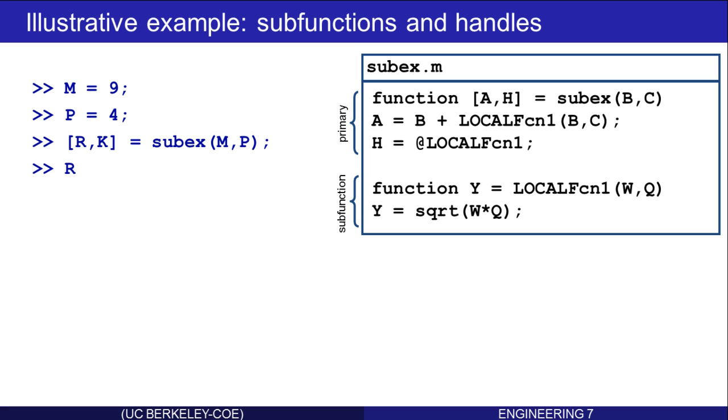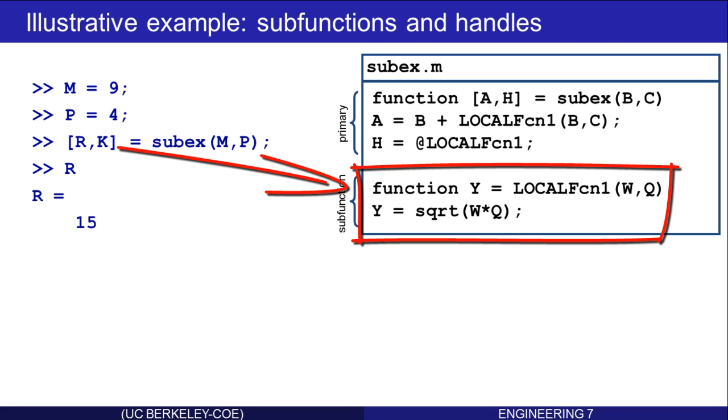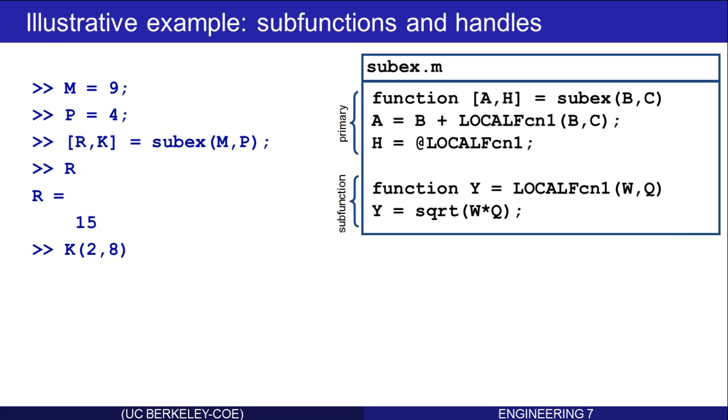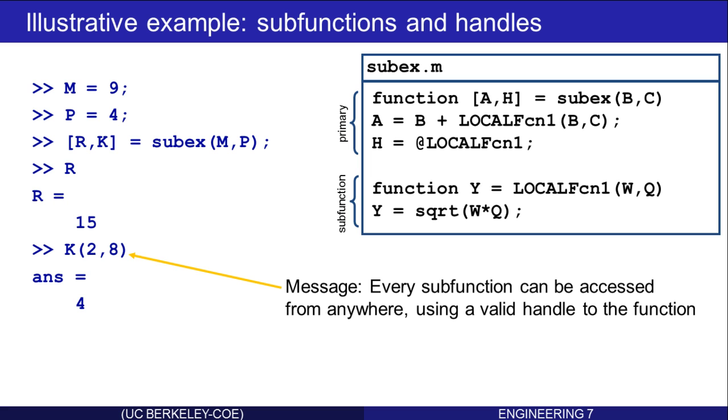Let's check that out. r is the number 15. Rather than just look at k, let's see if k works as a function handle. It's a handle to a function that accepts 2 input arguments and returns the square root of their product. Therefore, k on 2, 8 should return the square root of 16, which is 4. And indeed, it does. So the message here is that every subfunction can be accessed from anywhere, but you do need a valid handle to the function.